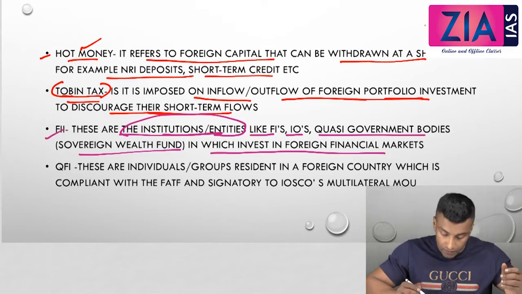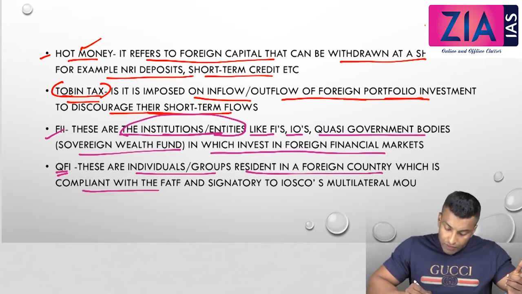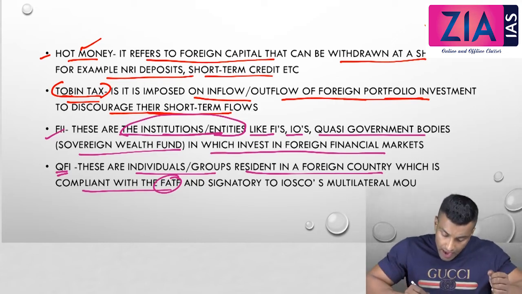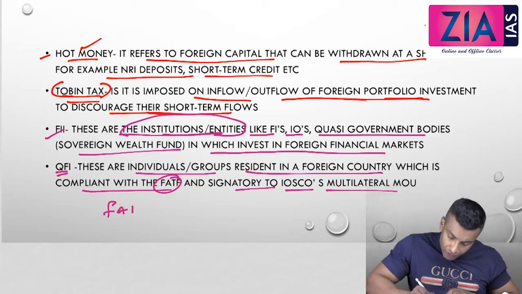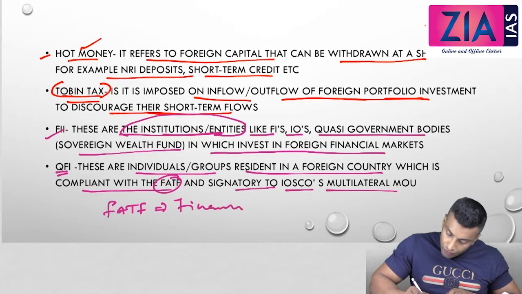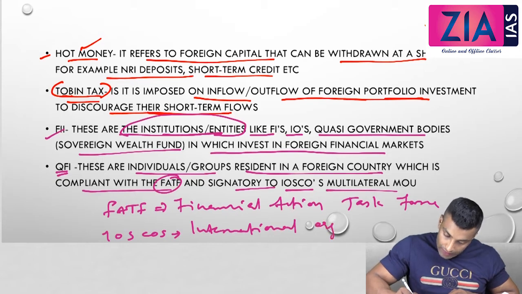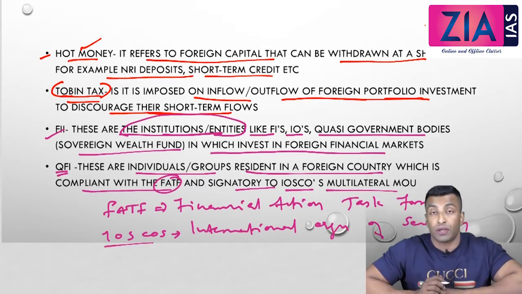So, foreign institutional investors. QFIs are individuals or groups resident in a foreign country which is compliant with FATF, and signatory to IOSCO's multilateral MOU. I'll be briefly talking about what FATF is; in fact, that has to be a separate discussion, and we'll be covering it as part of current affairs. FATF is the Financial Action Task Force. What is IOSCO? International Organization of Securities Commissions. Actually, SEBI follows IOSCO.